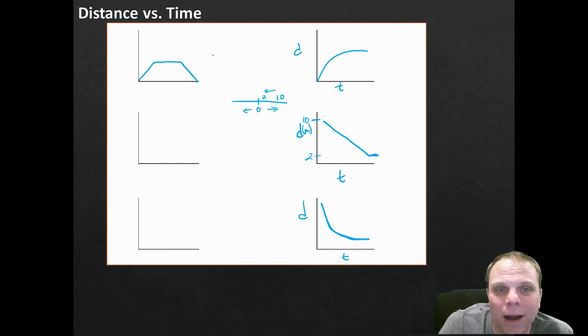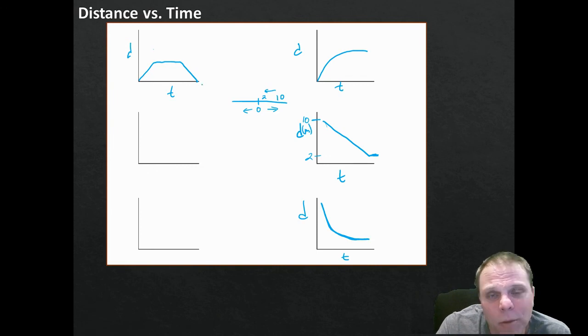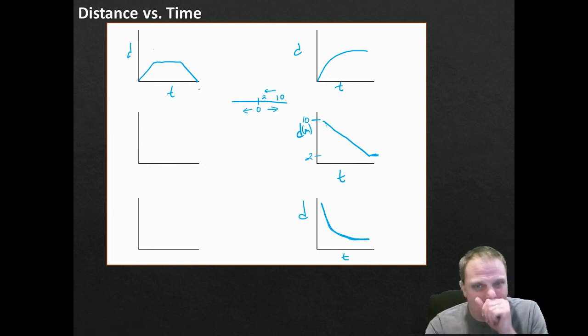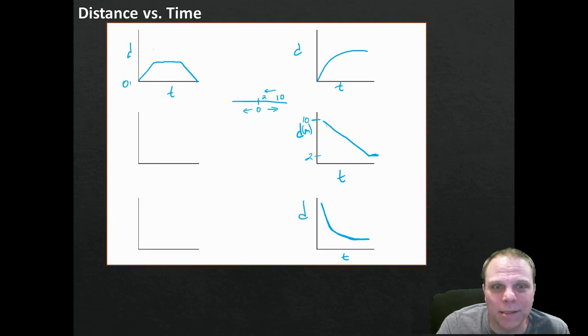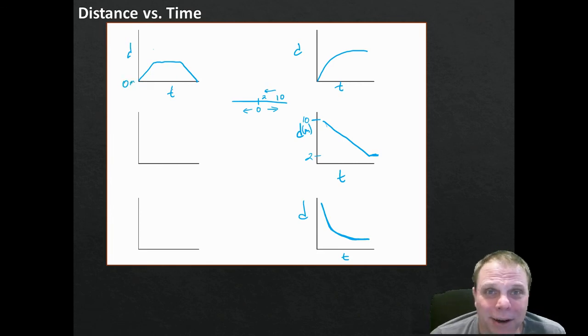What if it does that, right? So now what is that describing? My distance is increasing. So I'm going forward and then I stop for a long time and then I go backward. You see what's happening there? And I go back to zero. I go back to my 0 meter mark from where I started.